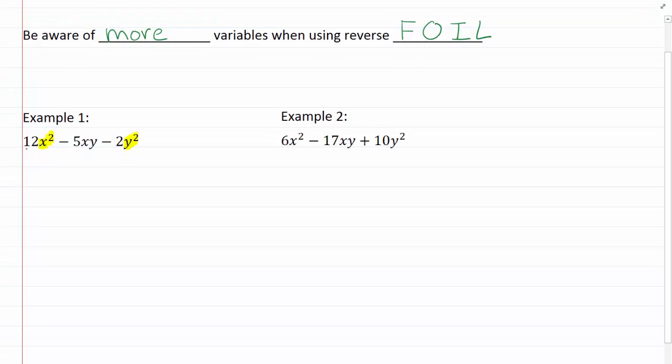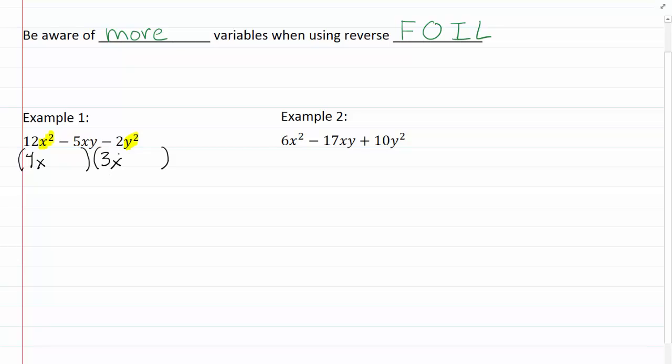So, right here we've got 12x squared minus 5xy minus 2y squared. So again, when we're factoring, we're going to start out with two different sets of parentheses. And we're going to go ahead and fill in what we think we can get to multiply together to give us the original. So, for our first terms, we're going to try and multiply together to this first term. So we've got 12x squared. So I know that 4 and 3 multiply together to give me 12. So I'm going to start with guessing that, and then we'll check whether or not this works.